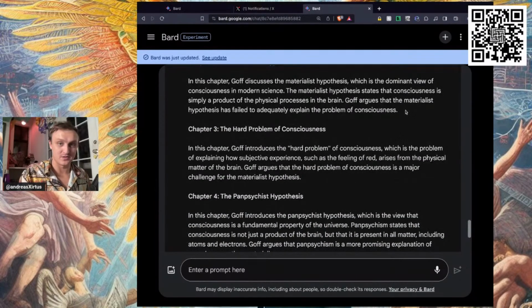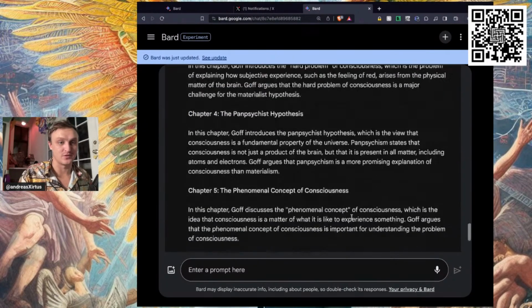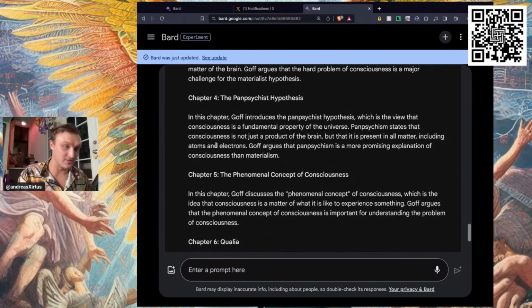I would go further and say it's because it's about the past. The hard problem of consciousness seems to exist in divine principles in the past. Panpsychist hypothesis is introduced.